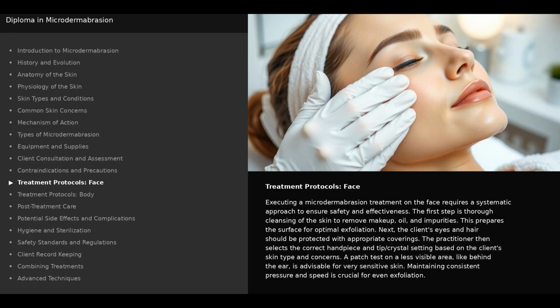The practitioner then selects the correct handpiece and tip or crystal setting based on the client's skin type and concerns. A patch test on a less visible area, like behind the ear, is advisable for very sensitive skin. Maintaining consistent pressure and speed is crucial for even exfoliation.